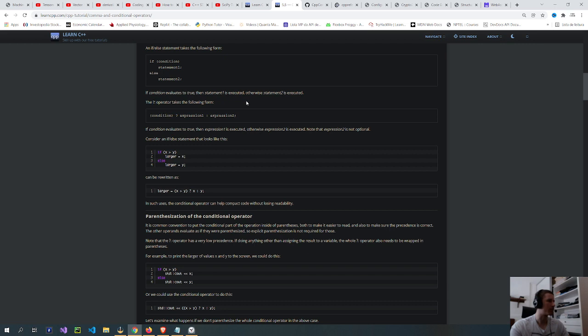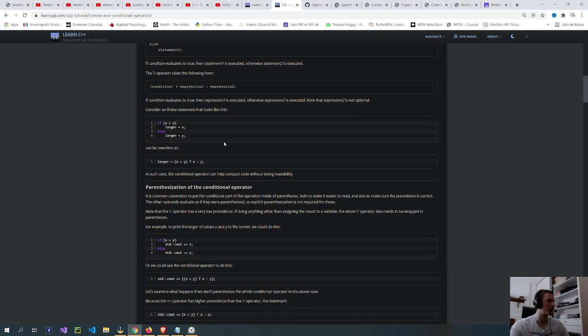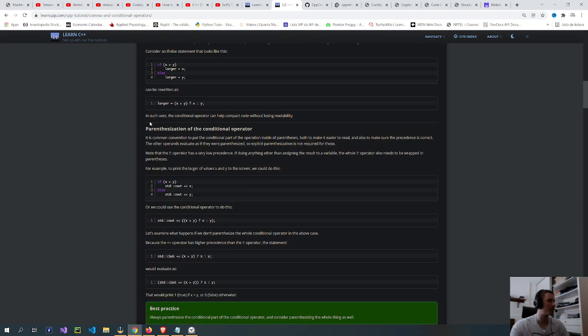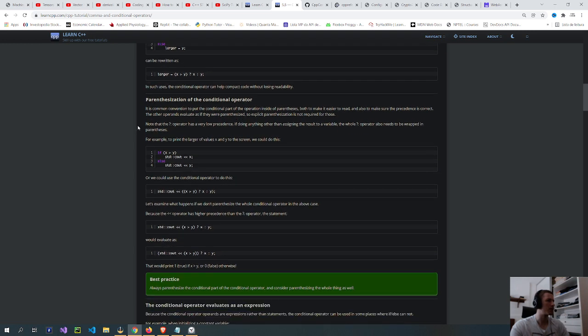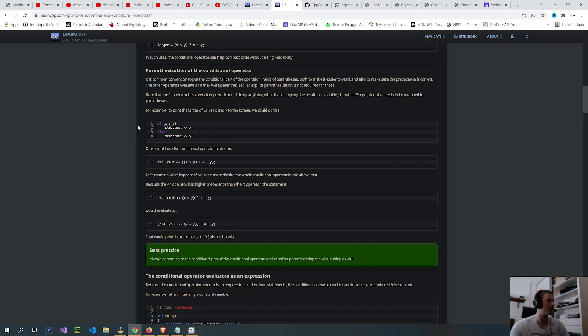This operator takes the following form: condition ? expression 1 : expression 2. If condition evaluates to true, then expression 1 is executed, otherwise expression 2 is executed. Note that expression 2 is not optional. Consider an if-else statement that looks like this. It can be written as this. Such uses of the conditional operator can help compact code without losing readability.